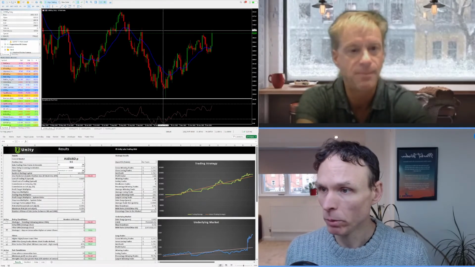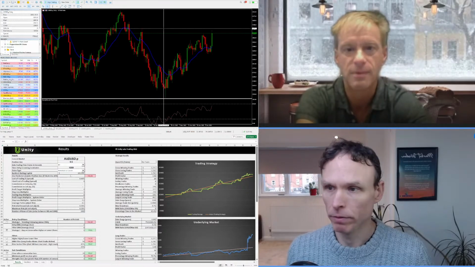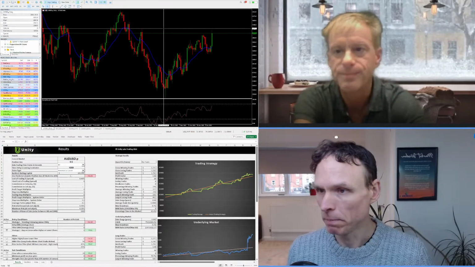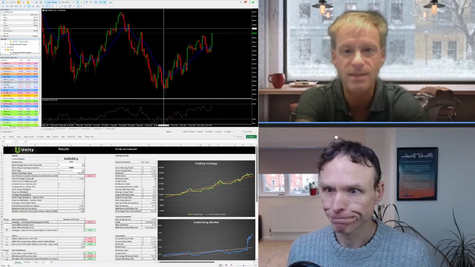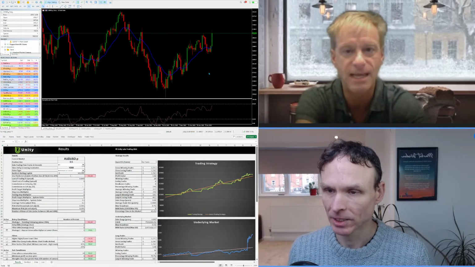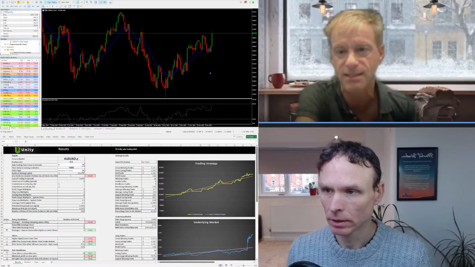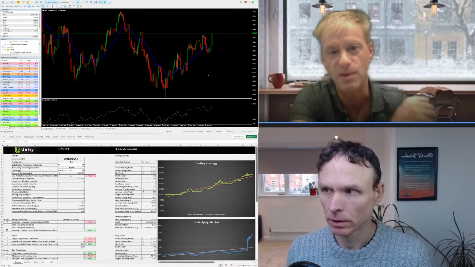So we want to get above, what do we want to get above for the S&P? 4150. I think we're there right about now. It's getting really close. Look at that, look how close we are. So we're right into the resistance zone. We'll see if it can break above that level.